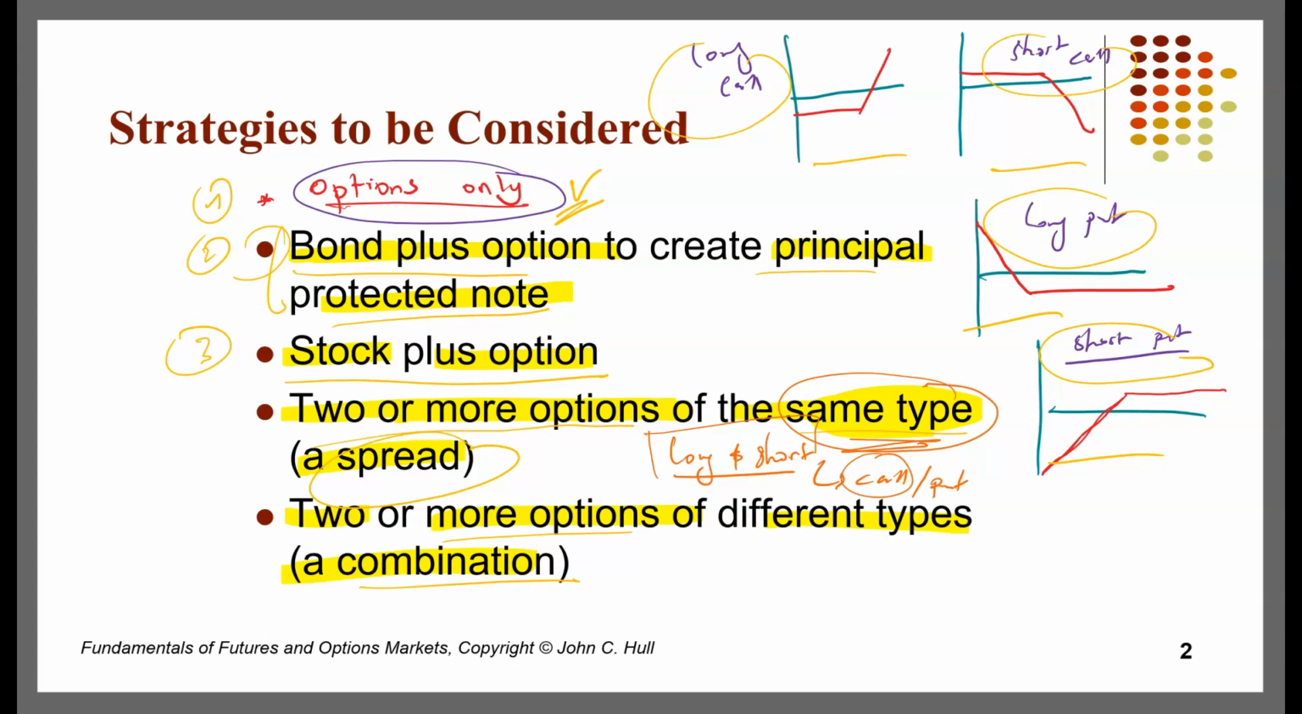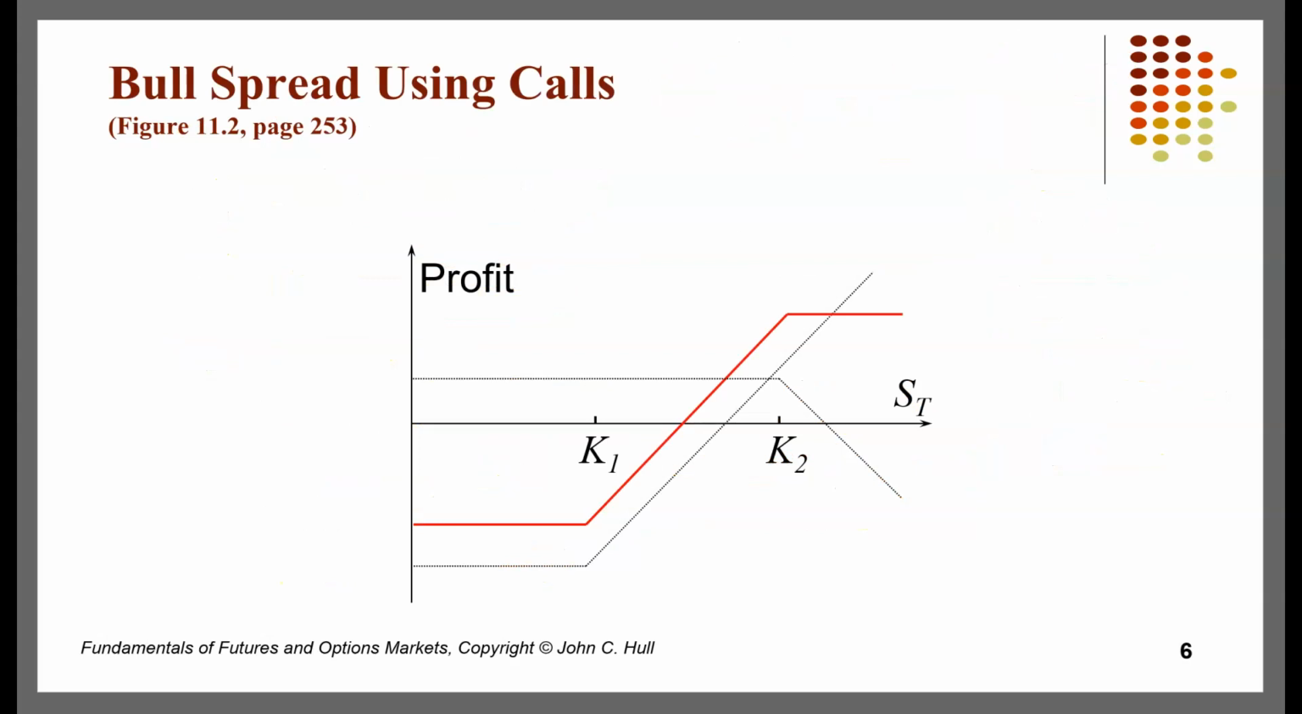If we did that and we expected the value of the underlying to increase, we would be setting up what's referred to as a bull spread strategy. Using call options, it would look like this. The first position we'll be taking is a long call. You remember that the long call has a profile that looks something like that. So our long call will be this, at the strike price K1.